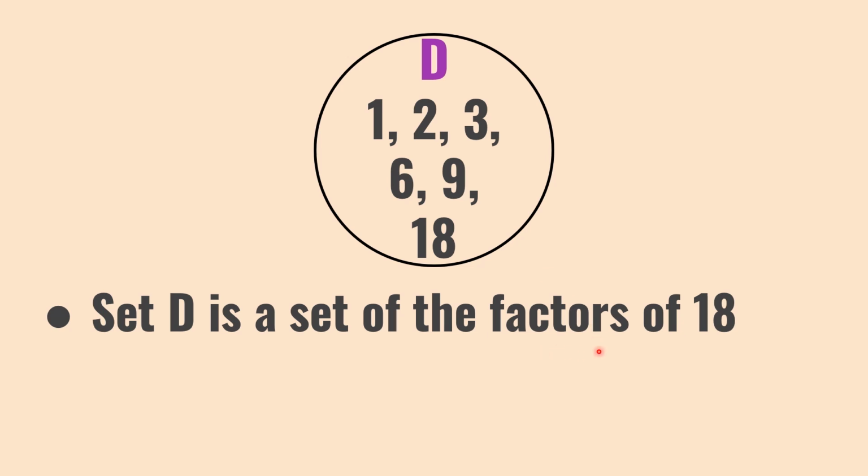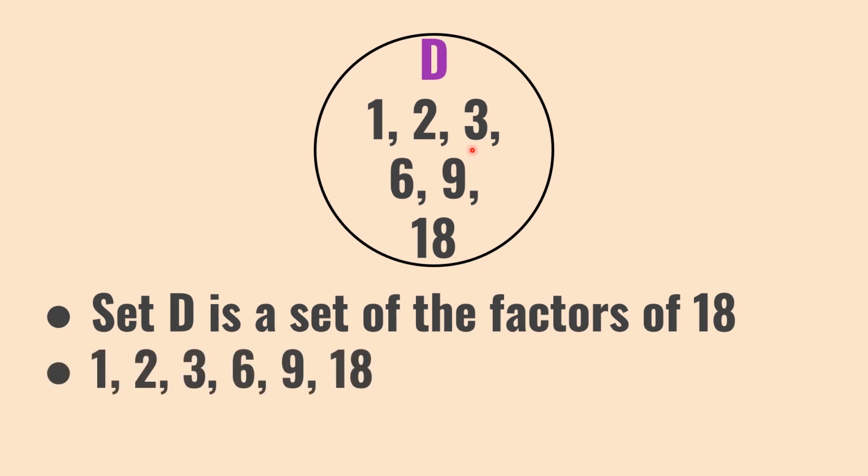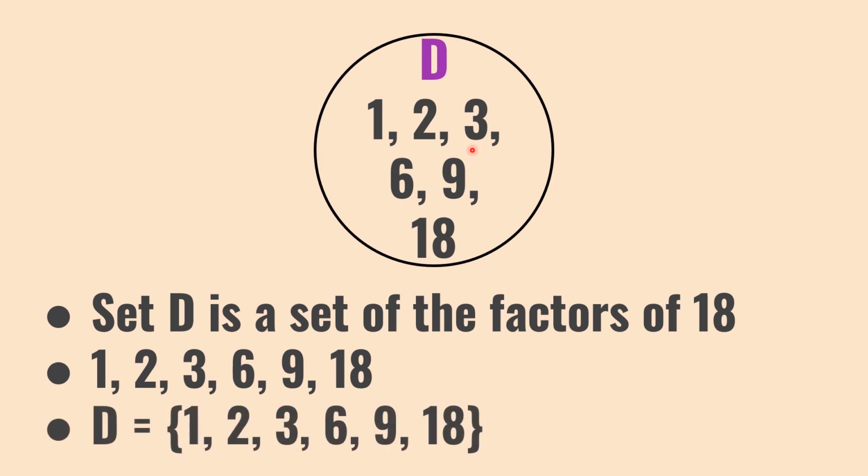Factor ito ng 18 dahil maaari nating gamitin itong mga numbers na ito upang makakuha ng sagot na 18 kung tayo ay magde-divide o magmumultiply. Halimbawa, 18 divided by 1 is equal to 18. 9 times 2 is equal to 18. 6 times 3 is equal to 18. And if we are going to list it, we have 1, 2, 3, 6, 9, 18. And if we are going to have set notation, we have D is equal to 1, 2, 3, 6, 9, 18.